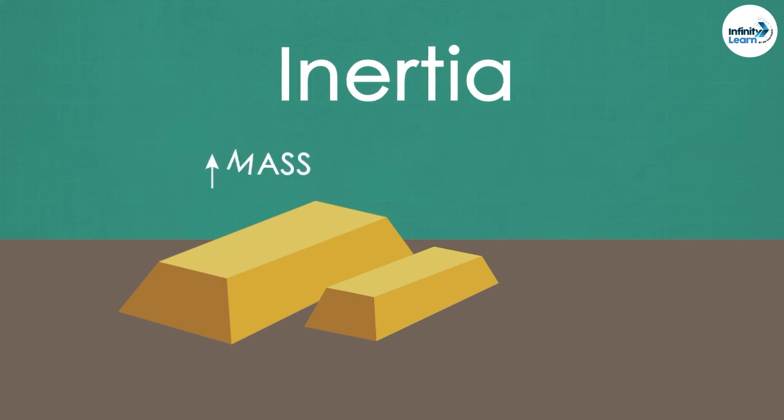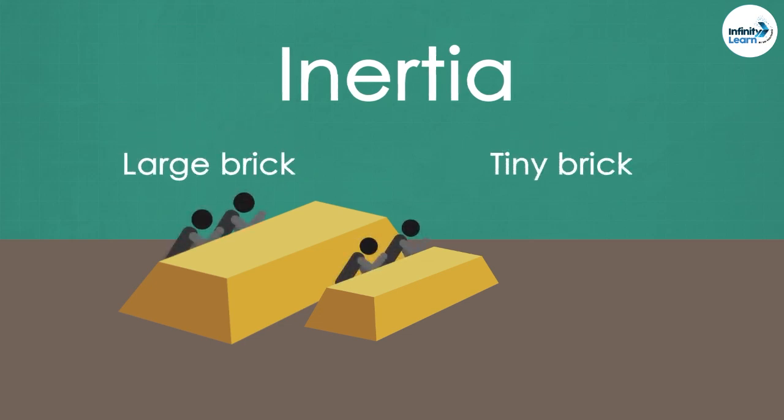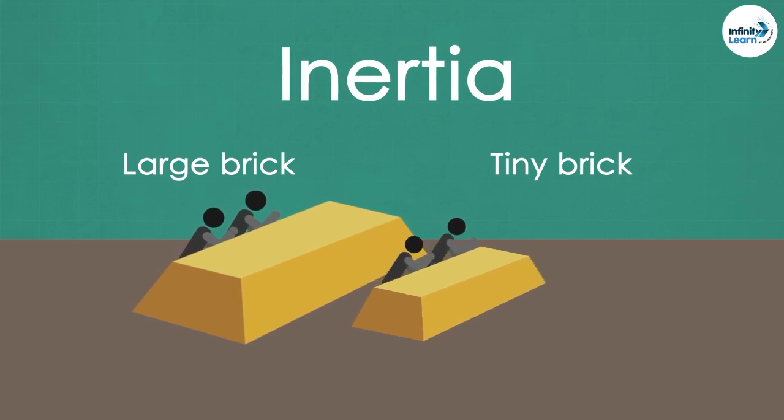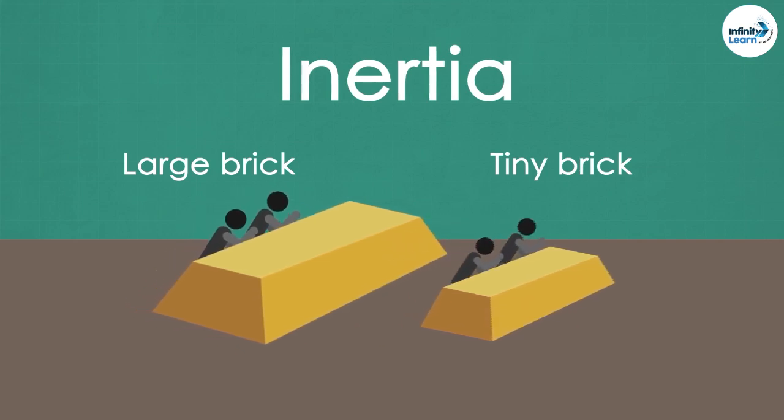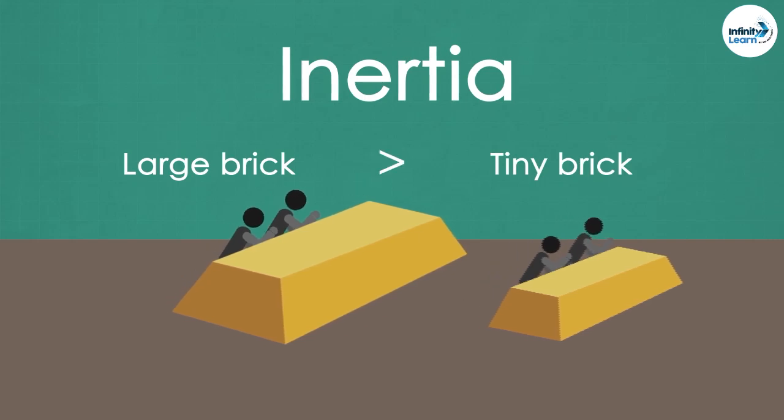The more mass an object has, greater will be its inertia. So if we apply equal force to both these bricks, the tiny brick will move further as compared to the larger brick. The heavier brick has more inertia.